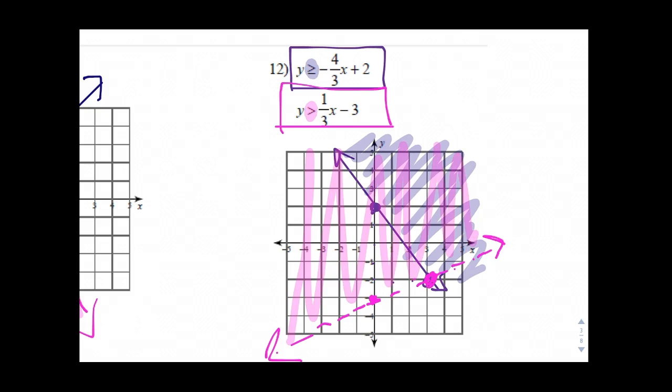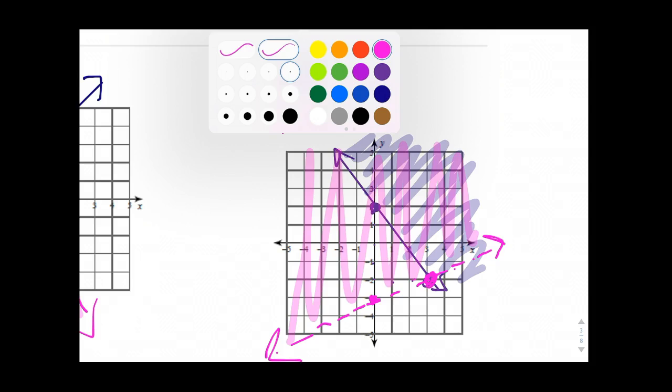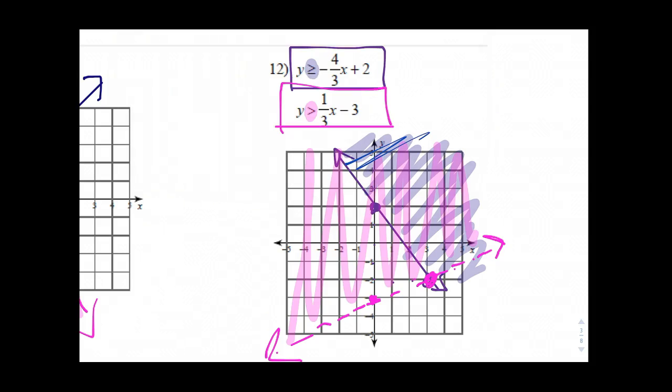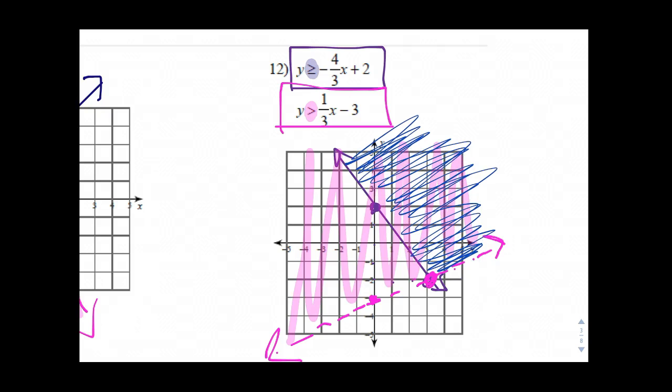You'll go and you'll mark the shading darkly to show me where they intersect so that I know you understand. That is good enough for me. But if you need to go and say, that's not a part of it, that's not a part of it, that's okay with me.